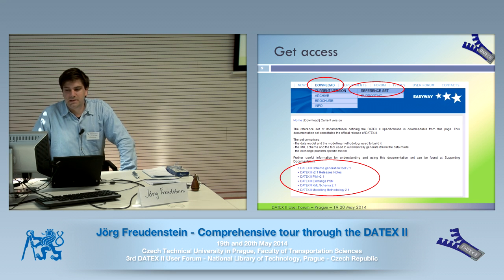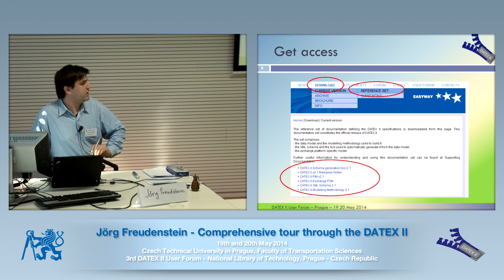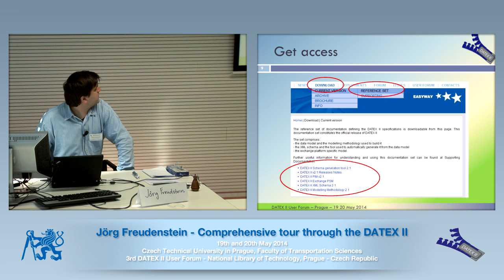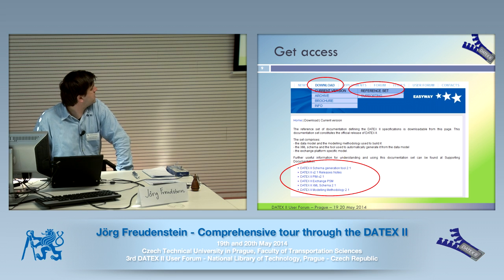Otherwise, you cannot get access to the latest version of Datex. Where you find it is in the download section, in the current version, and in the reference set. And exactly these two points of the menu are not visible if you do not have a login. There you find some exchange specifications and platform-independent models. I think this is a screenshot from 2.1. Meanwhile, it's 2.2.